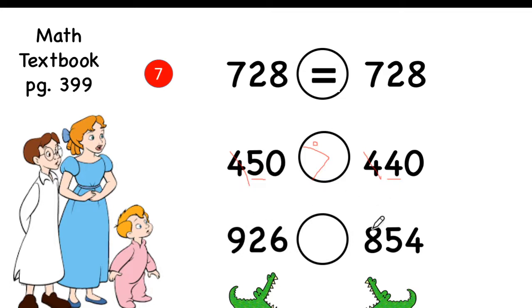926, 854. The hundreds are not the same. We can start with hundreds. We have 9 and 8. Which one is greater, 9 or 8? 9 is greater. So this number is greater. Which crocodile will come and eat it? That one. Or the Pac-Man as well, with his big mouth open and with the eye looking at the greater number. Just check if we have the correct answers.